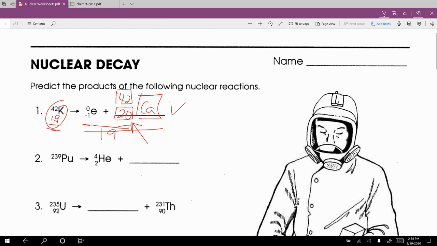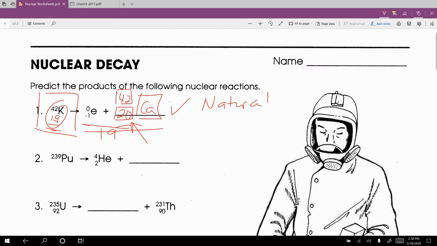And that's it. Done. I'm going to talk a little bit about this equation for just a second. Let's do a little review of what's going on with this equation. This is a natural transmutation, right? Because there's only one reactant. So it means it's natural.